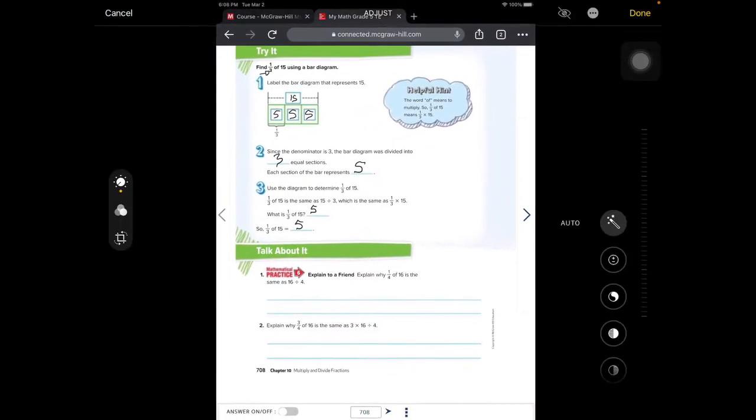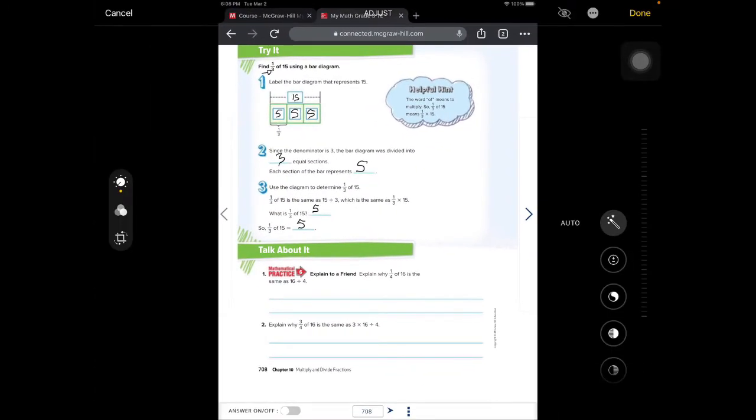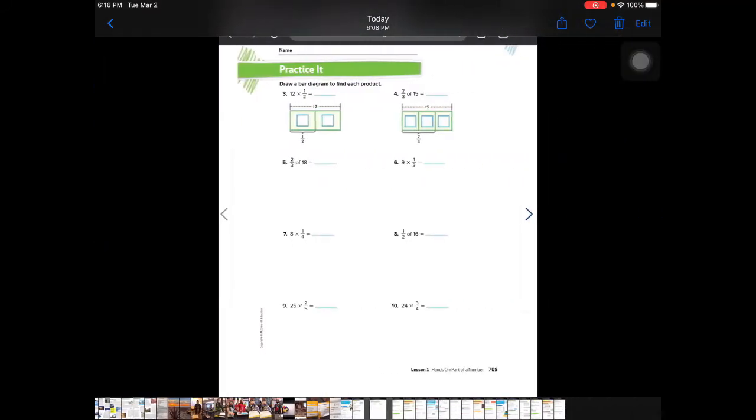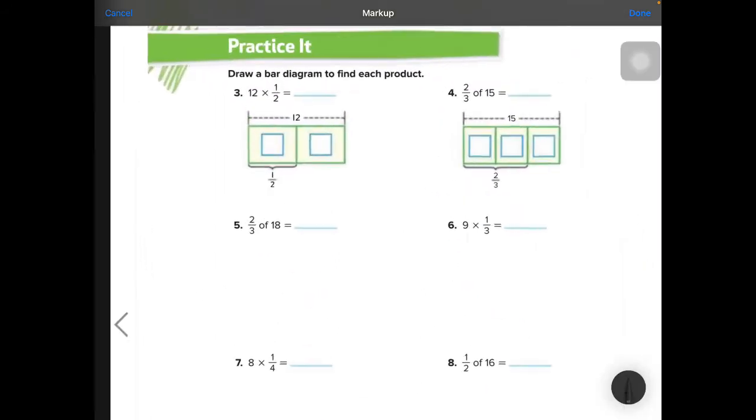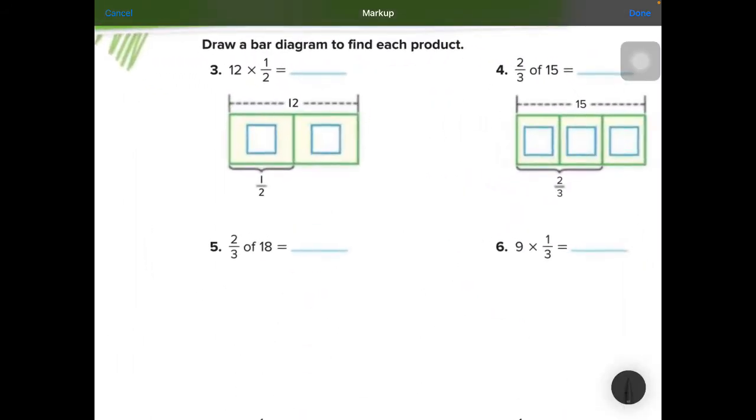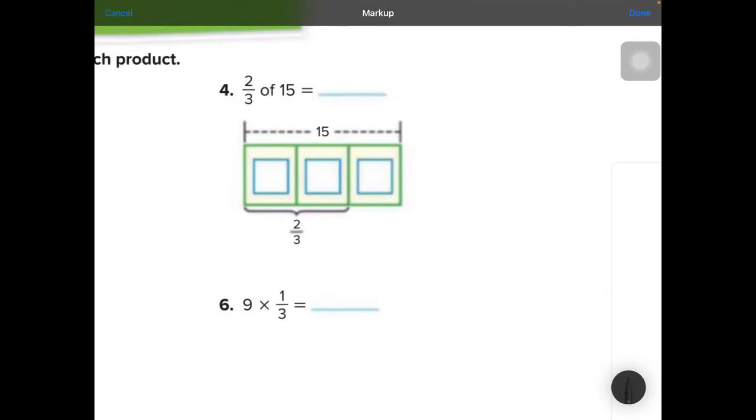Okay, we're going to skip that one and that one. We're going to go quickly to the next page. All right, number 3. They've already drawn a diagram for us. That was so nice. And the denominator is 2, so there are 2 sections. We have 12 times a half. So we know that if 12 is going to be cut in half, each section is going to be 6. So 12 times a half is 6.